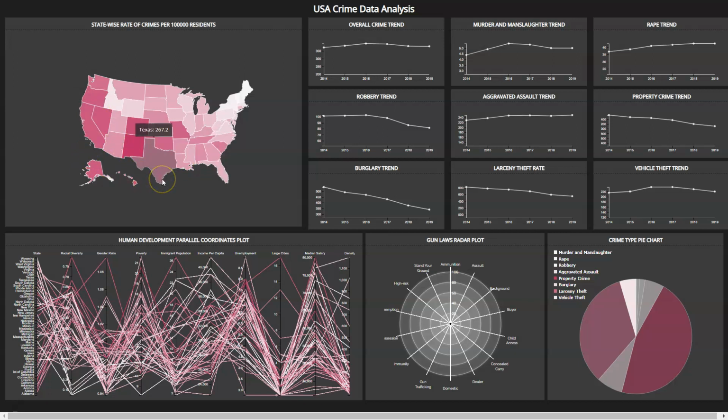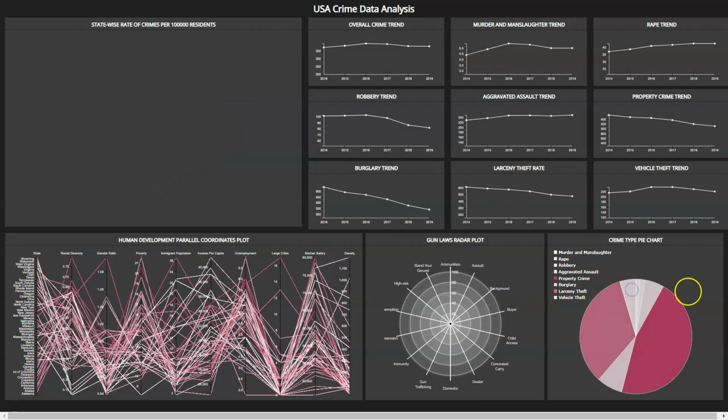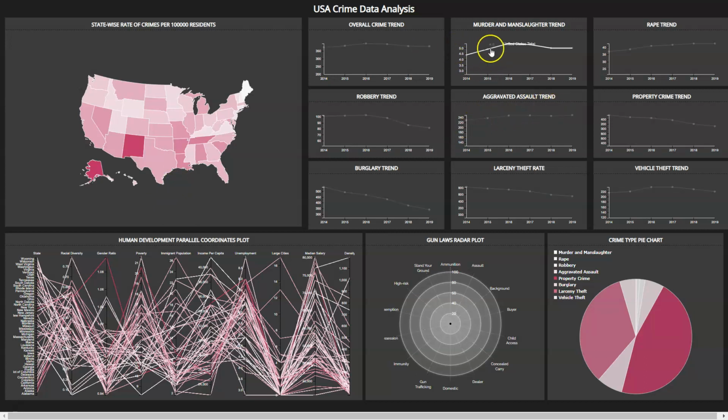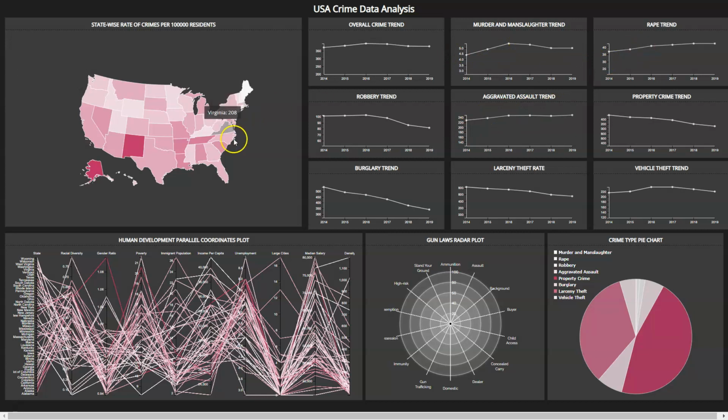So our main takeaways from these things are that to control crime, probably you need to focus on unemployment and poverty. And gun laws help once your states reach above a certain population level. And the alarming thing is that crimes such as aggravated assault, murders, and rapes are rising, and something needs to be done about them.